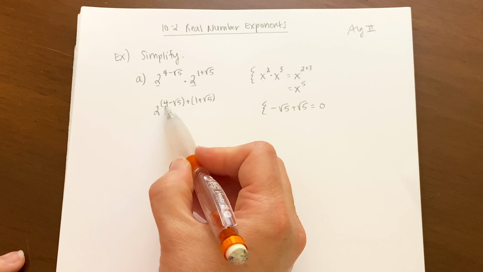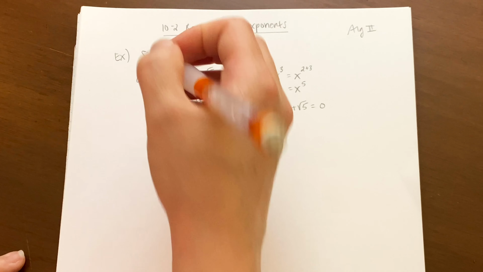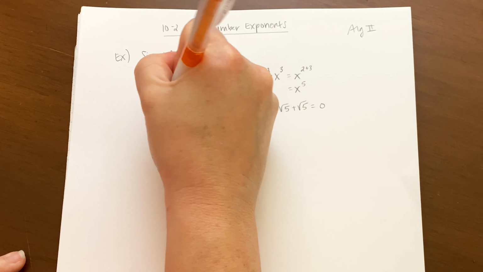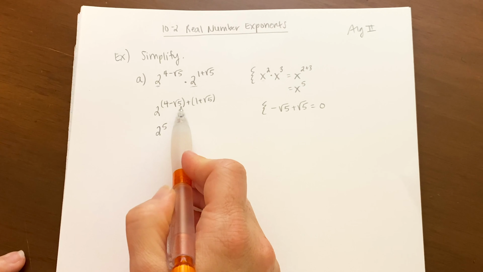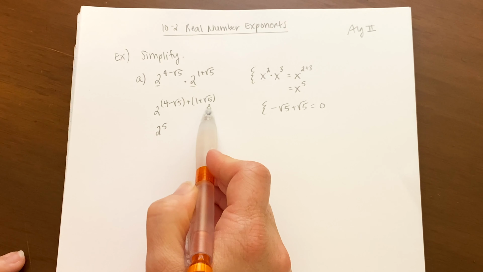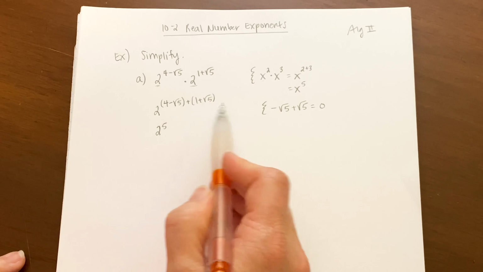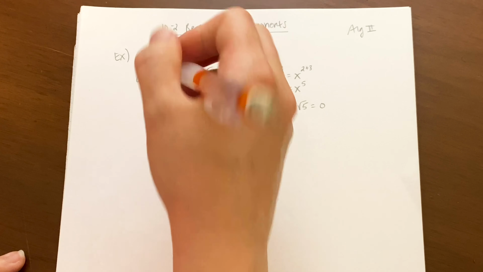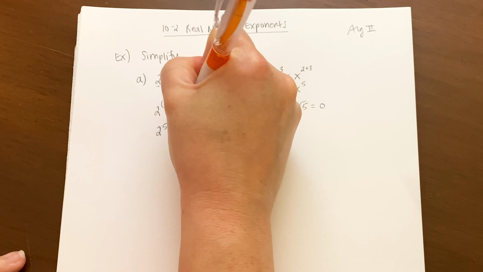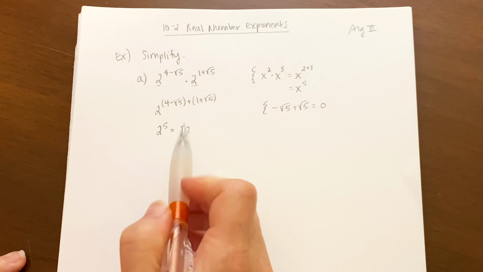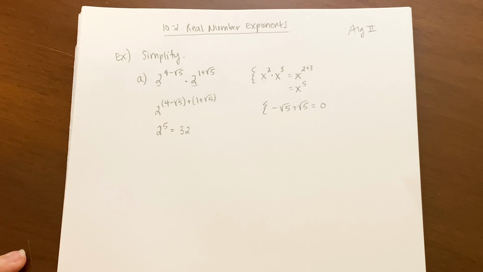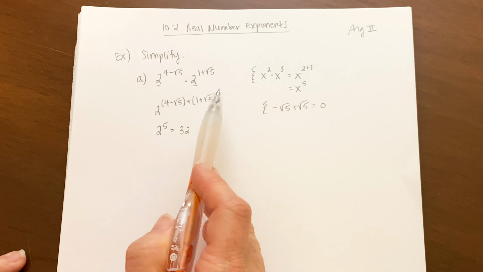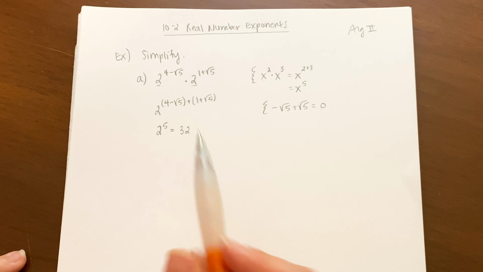So we have 4 plus 1. I'm going to keep my base of 2. 4 plus 1 gives me 5. Negative root 5 plus root 5 cancels out to 0. So the radicals go away. So all I have to solve is 2 to the 5th. And then from practice or using your calculator, you can see that 2 to the 5th is 32. So even though it started out with these crazy intimidating exponents, we were able to simplify them.